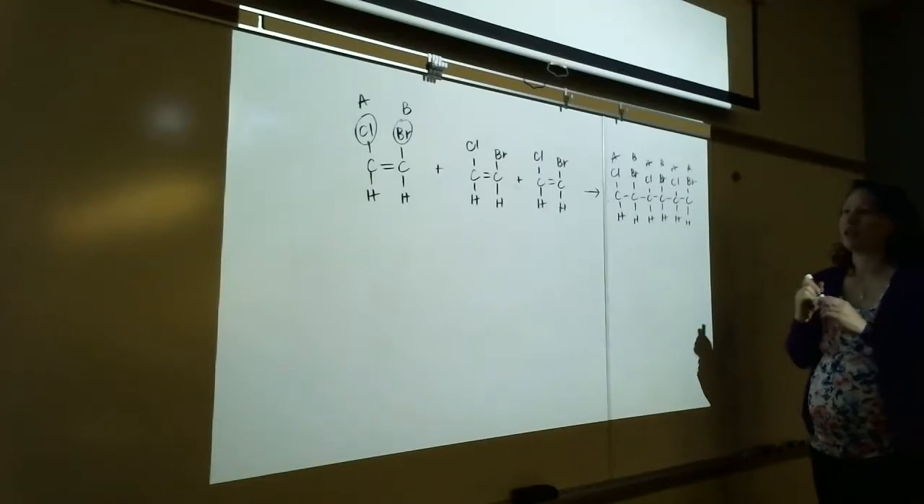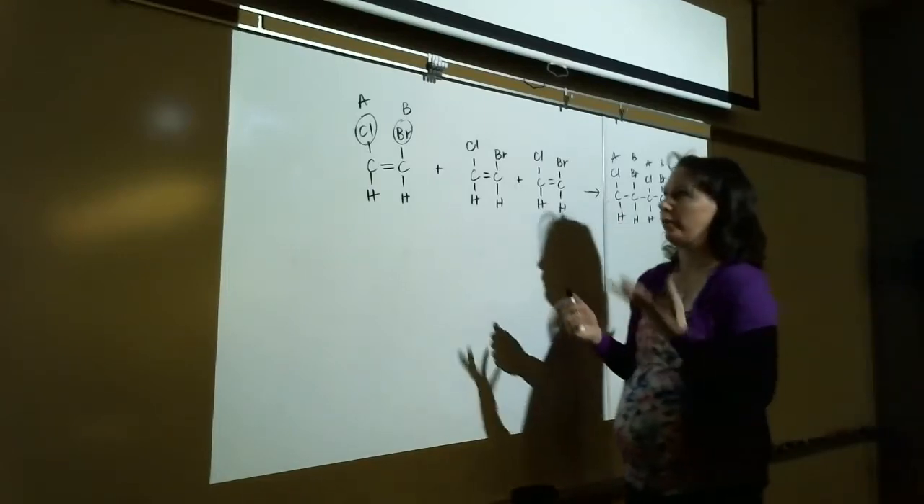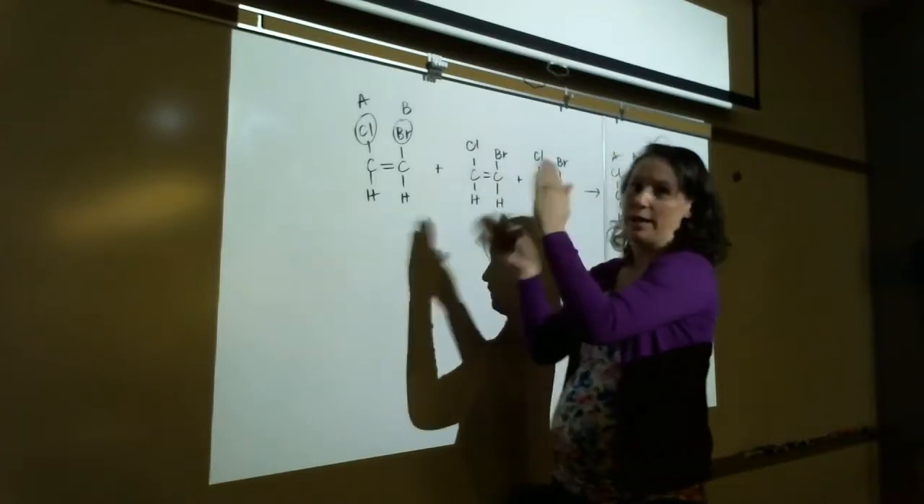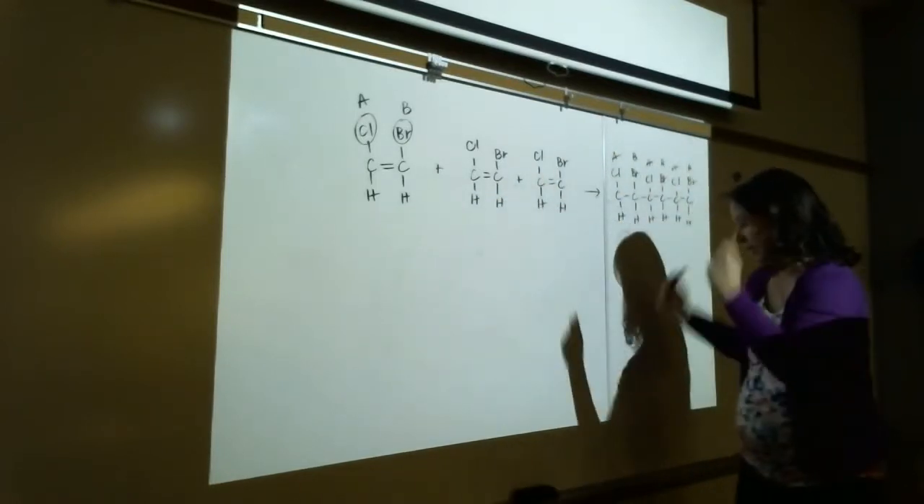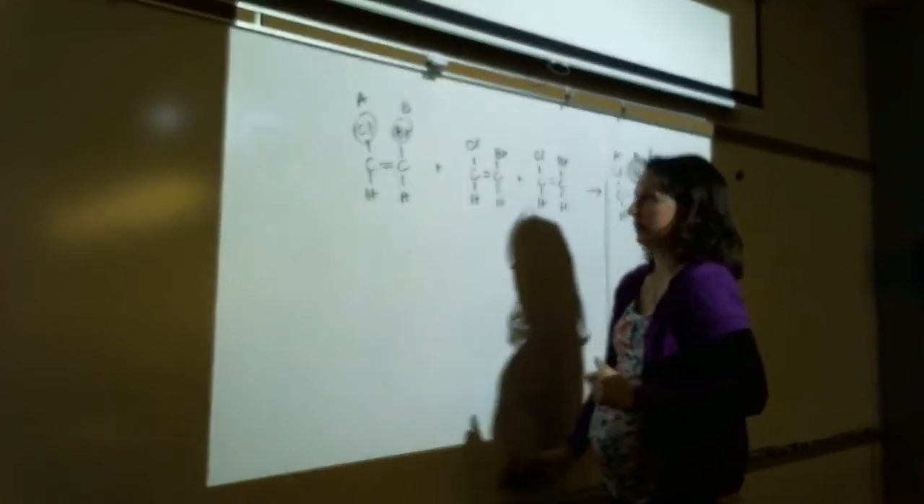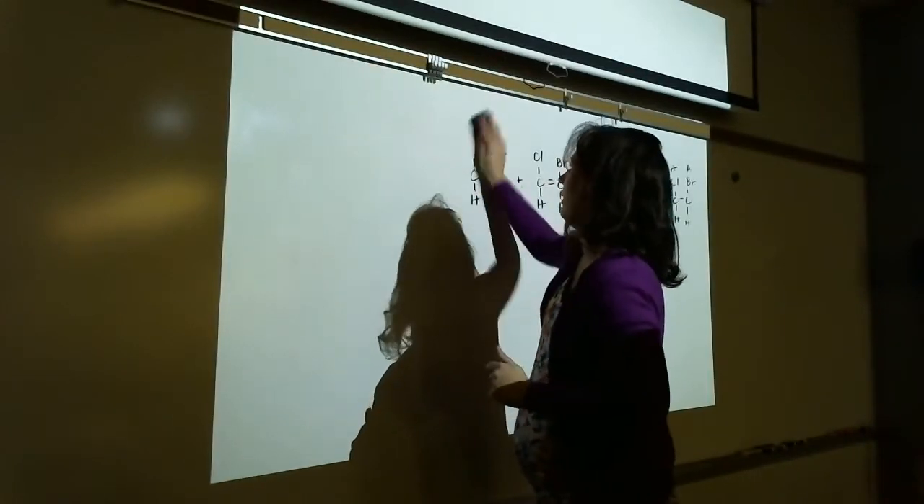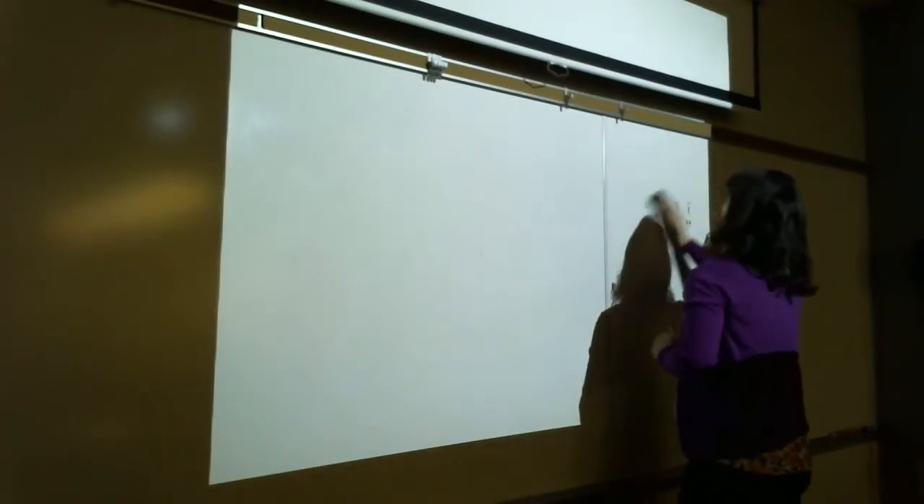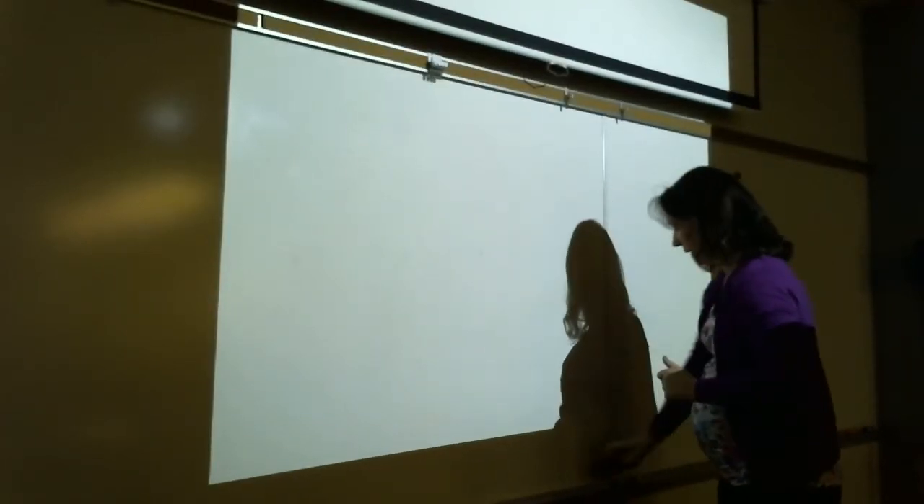So if you just look at your monomer and say to yourself, okay, what's A and what's B? Then you just make the chain and put A, B, A, B, A, B, and you're good to go. You're off to the races. So you can make your polymer, you can make your monomer as easy or as difficult as you want.